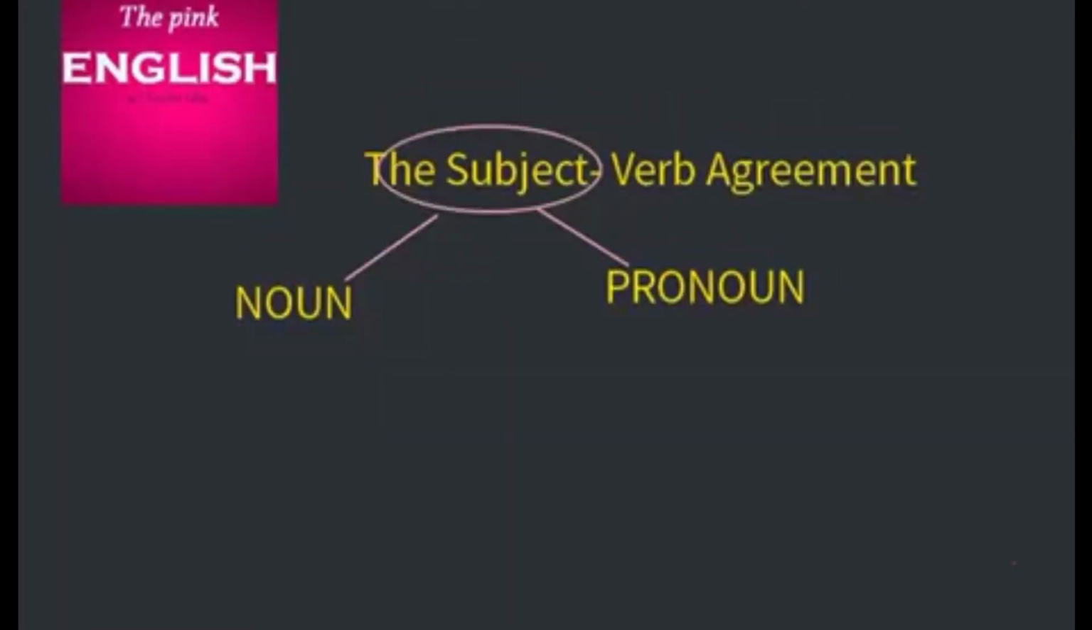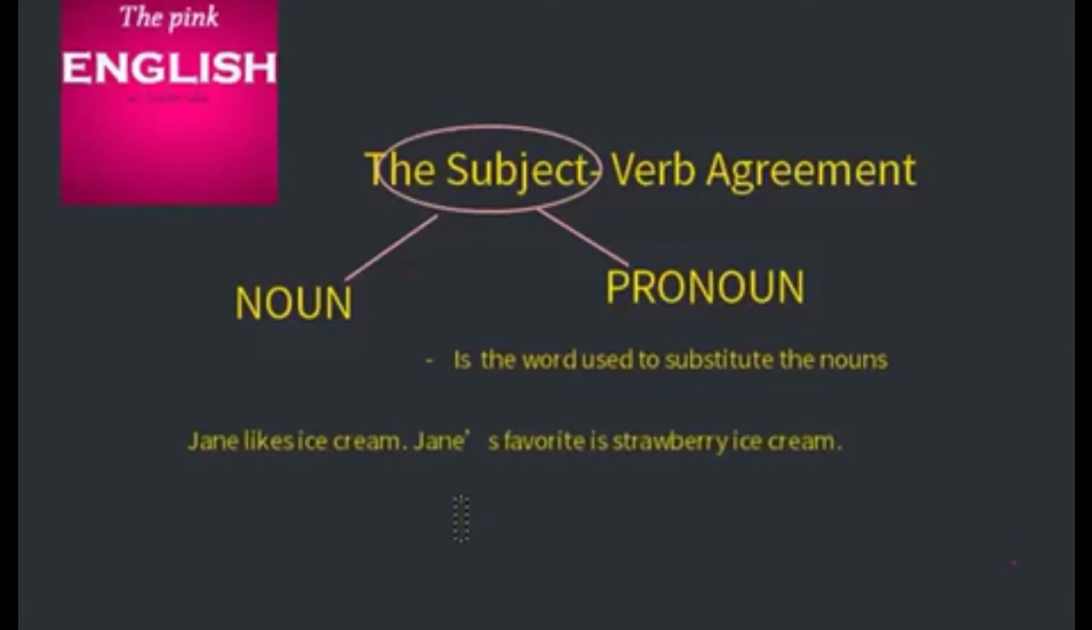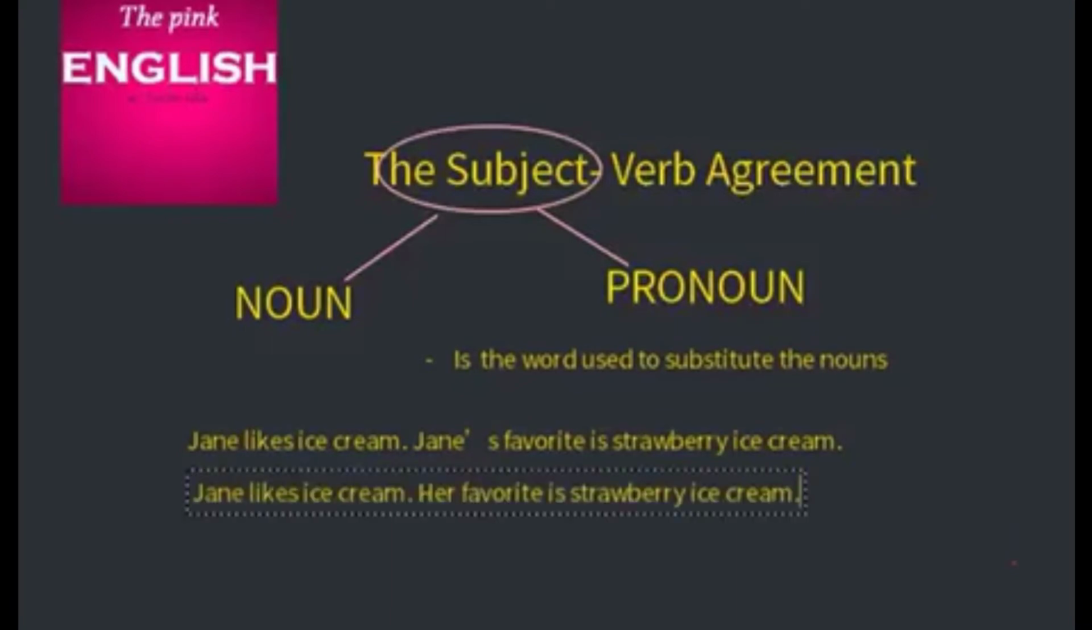Now what about the pronoun? Remember that the pronoun is the word that is used to substitute the nouns. For example, instead of saying, Jane likes ice cream. Jane's favorite is strawberry ice cream, we can just simply say, Jane likes ice cream. Her favorite is strawberry ice cream. The pronoun her is used to substitute the noun Jane's in the possessive form.